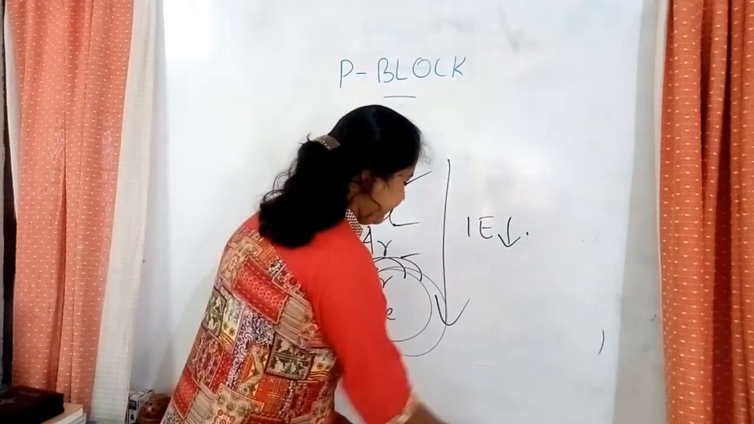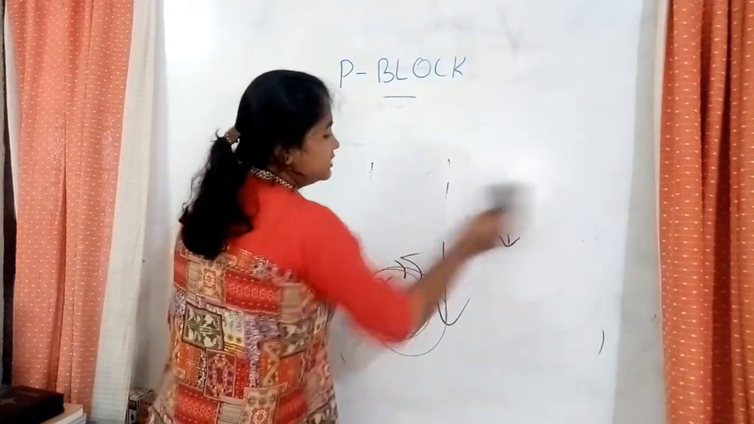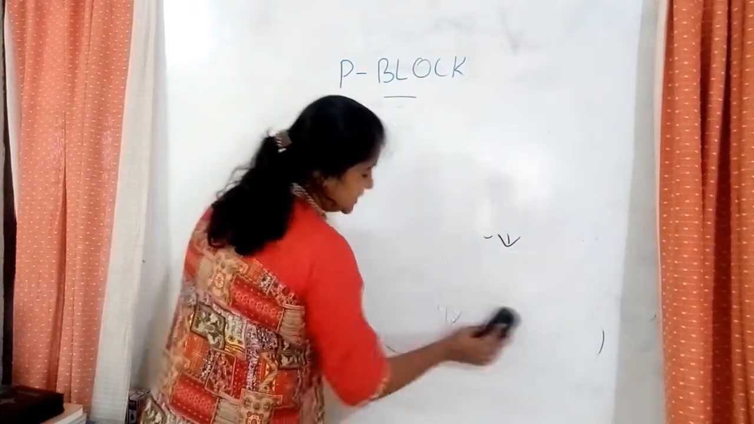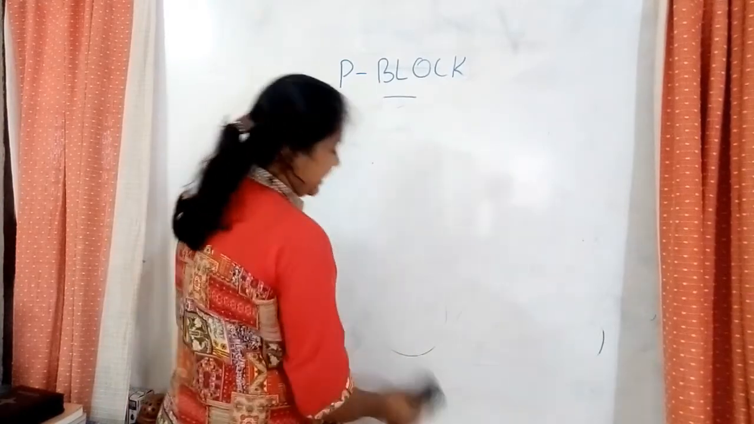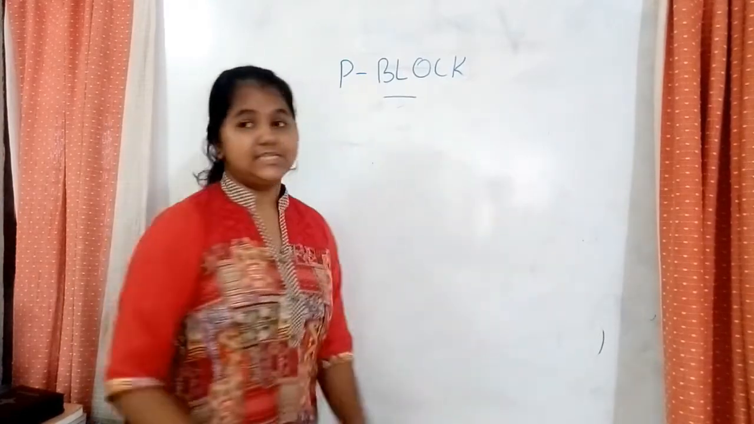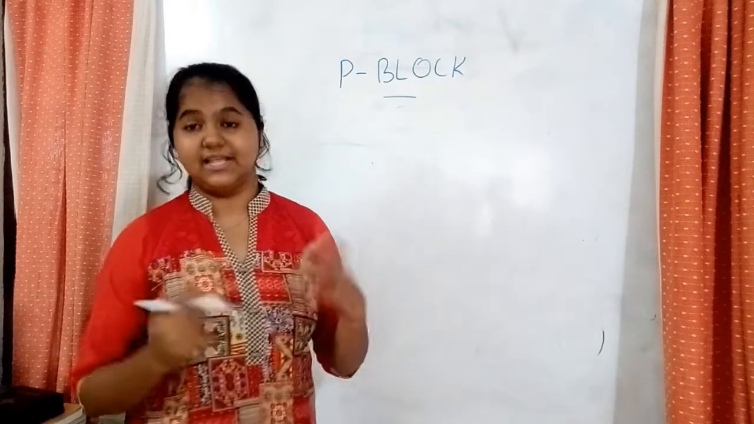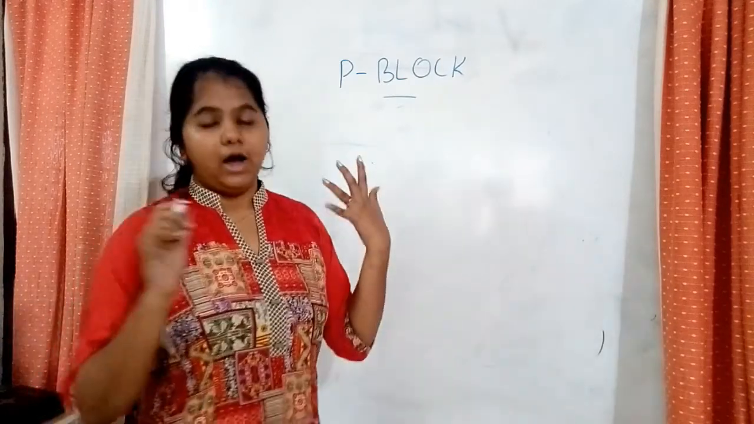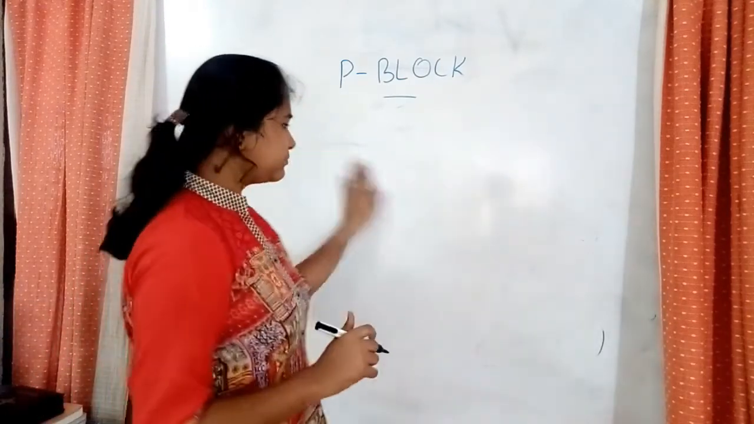So let's see the first one. First one is to talk about xenon. Xenon will form more compounds than krypton. Why? Because it has a lower ionization enthalpy than that of krypton.